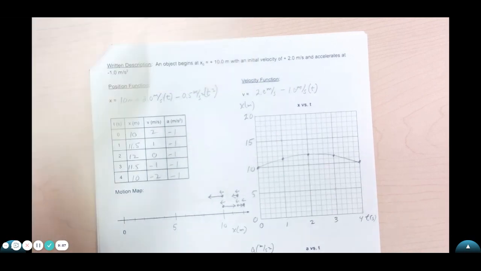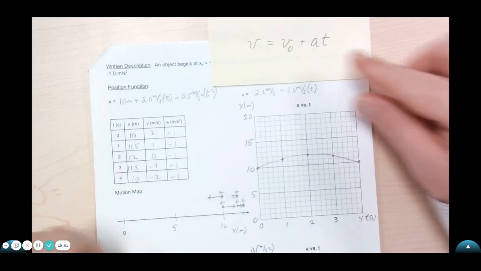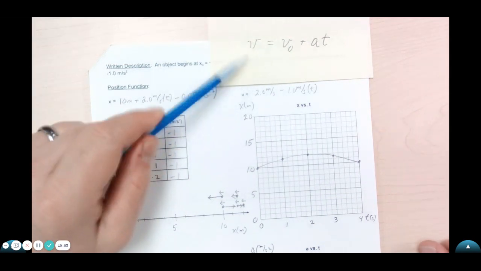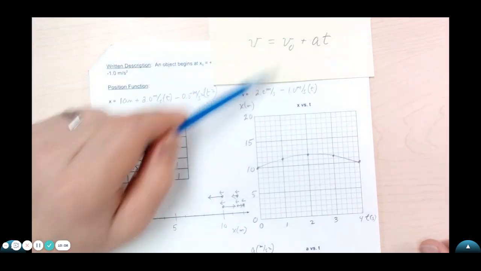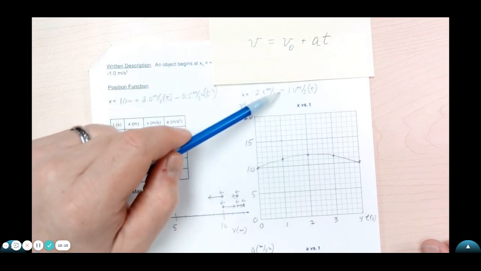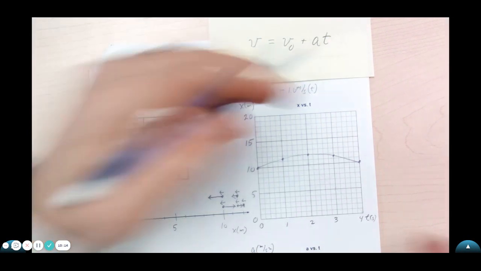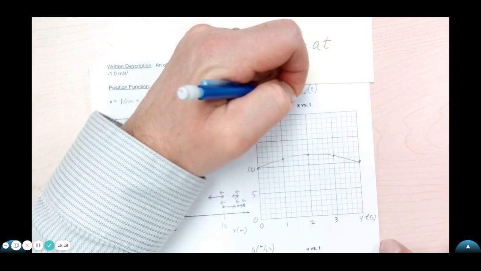Velocity function: velocity equals initial velocity plus acceleration times time. So acceleration was minus 1 meters per second squared. Forgot my squared.